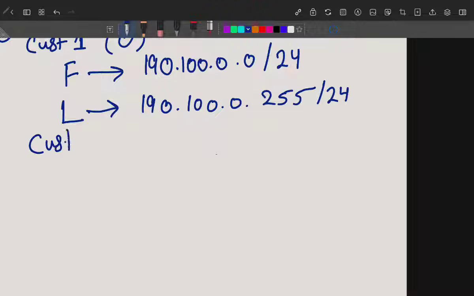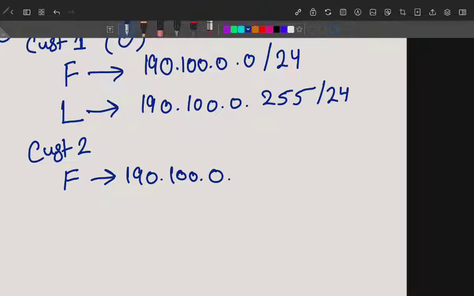Now we have customer 2. For customer 2, it is not necessary in your exam to write out customer 2; you can just jump to customer 64. However, for explanation purposes, I need to demonstrate customer 2. So for customer 2, what is the first address? It is going to be 190.100. Since IP addresses are contiguous, the address after this is going to be here, so this will be 1 and 0.